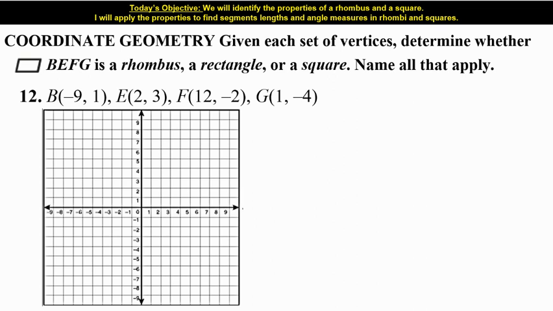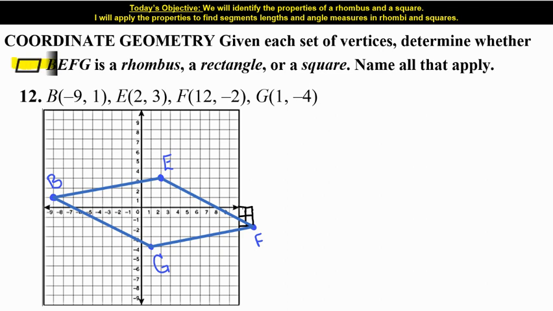Coordinate geometry. Given each set of vertices, determine whether parallelogram BEFG is a rhombus, a rectangle, or a square. Name all that apply. The first thing we want to do is graph our points. B is at negative 9, 1. E is at 2, 3. F falls off the graph a little bit at 12, negative 2. And G is at 1, negative 4.